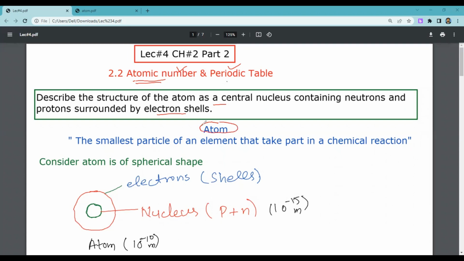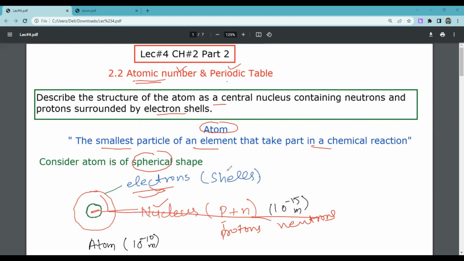What is an atom? As we discussed in the previous lecture, the smallest particle of an element that can take part in a chemical reaction is said to be an atom. If we consider the atom to be of spherical shape, then the center of the atom will be called the nucleus. In the nucleus, two fundamental particles of the atom, protons and neutrons, are present. While outside the nucleus, the electrons are present in specific orbits which are known as shells.